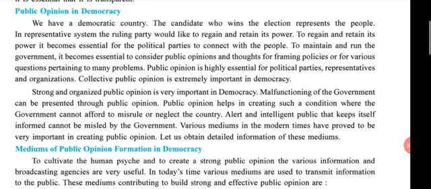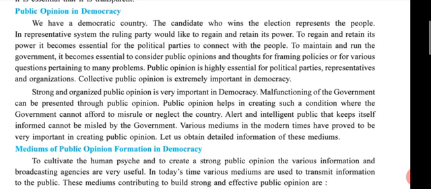Public opinion is highly essential for the political parties, representatives and organizations. It is most important, right? Public opinion is the most important for political parties, representatives, and organizations. Collective public opinion is extremely important. That means very important in democracy. Strong and organized public opinion is very important in our democracy.